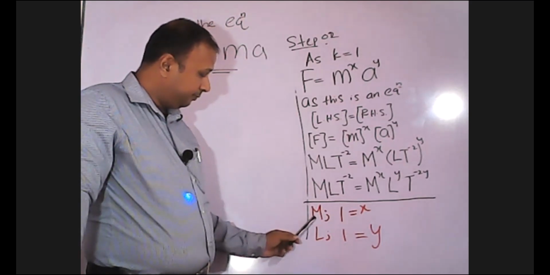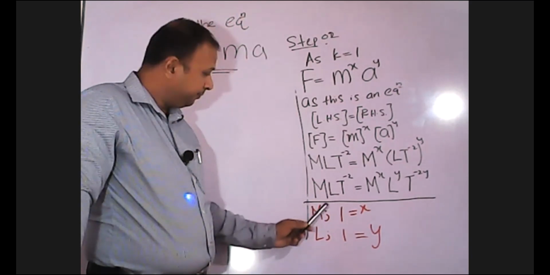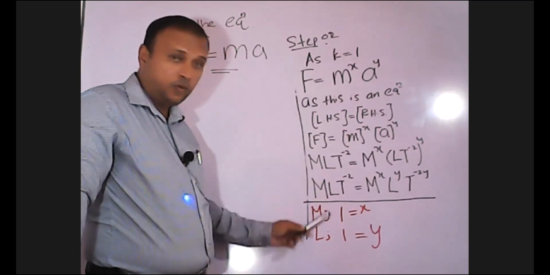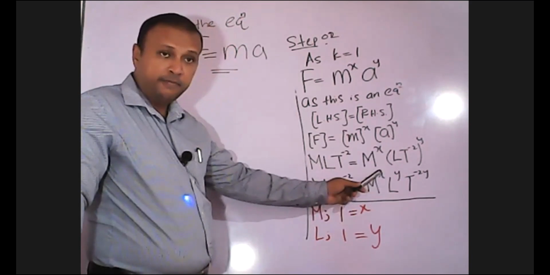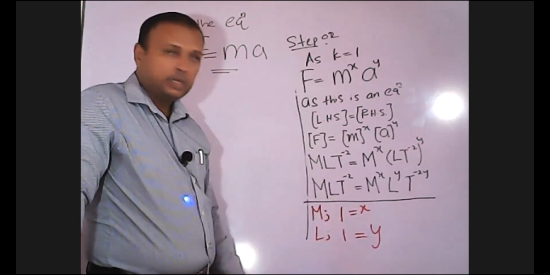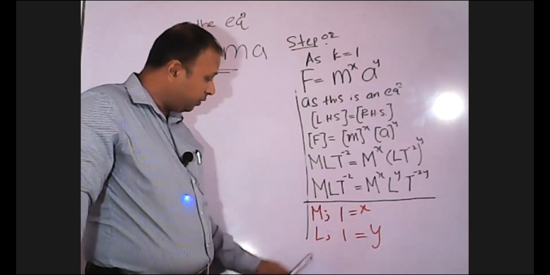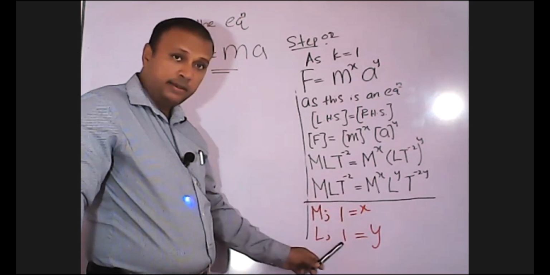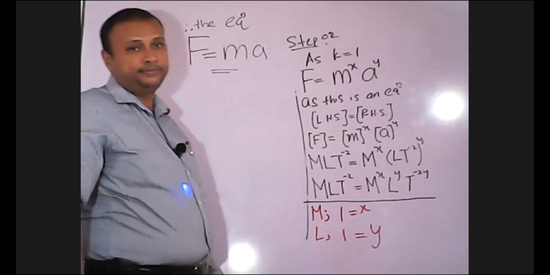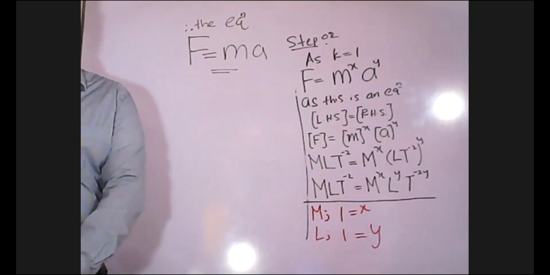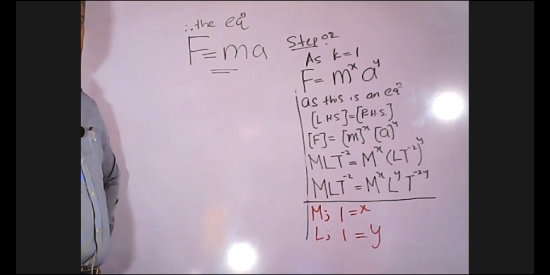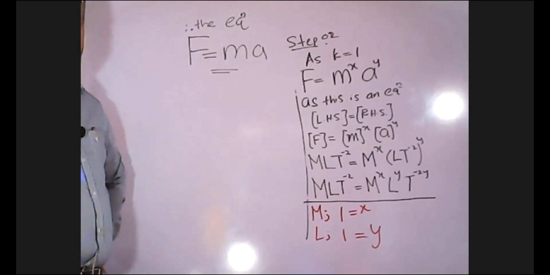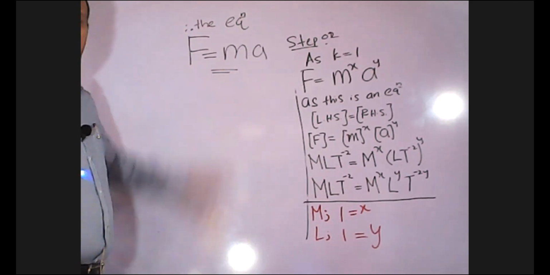So if I consider the power of m, the power of m in LHS is equal to 1. The power of m in RHS is equal to x. So x is equal to y. If I equate the power of L, in LHS it is equal to 1. In RHS, it is equal to 1. After that, you can write the equation.